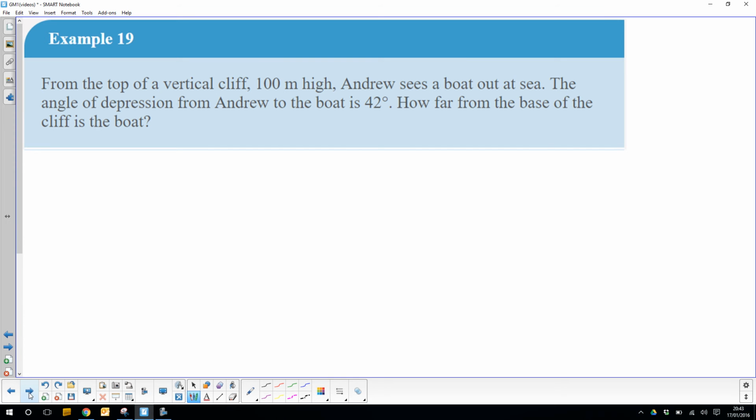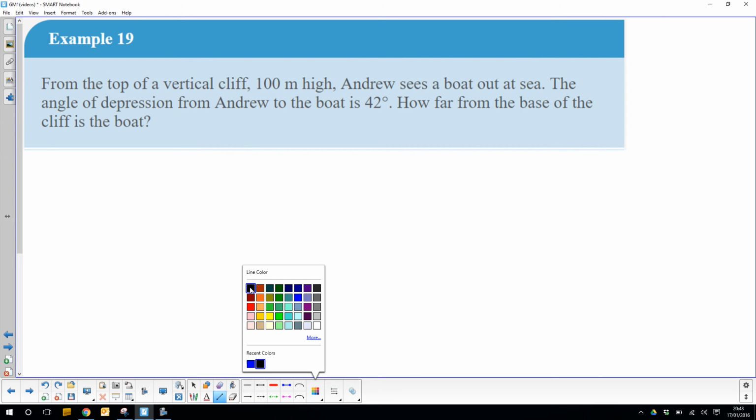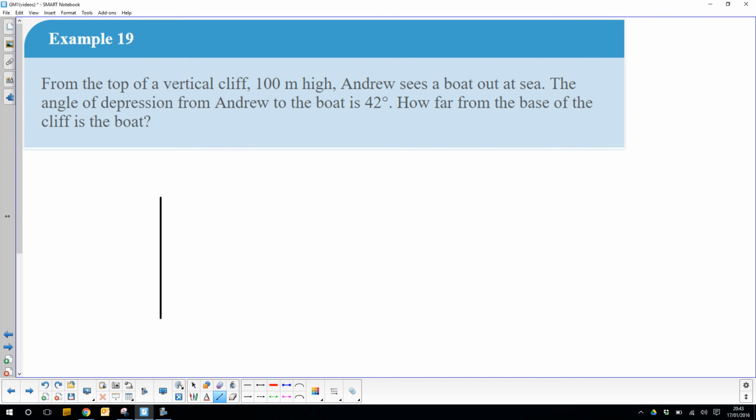Right, so from the top of a vertical cliff 100 meters high. So first of all, probably shouldn't do that bit in blue. Let's do our cliff in black. There's our cliff and it's 100 meters high. So there's that bit.